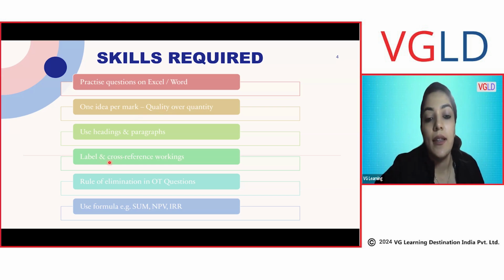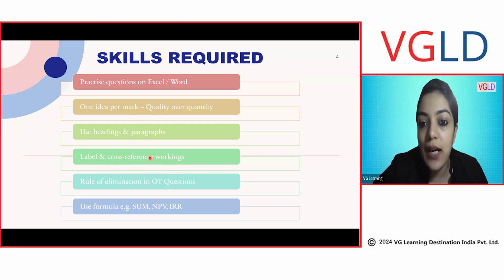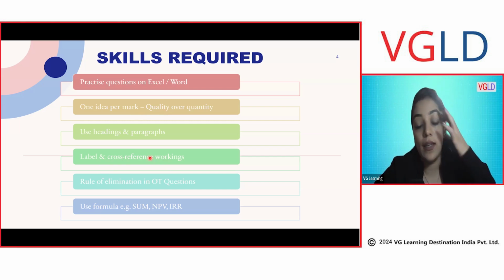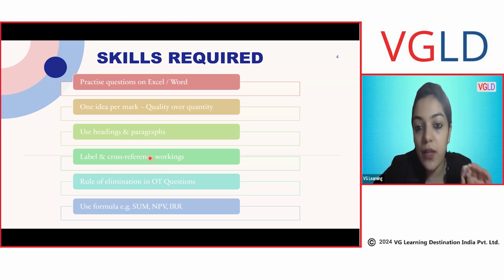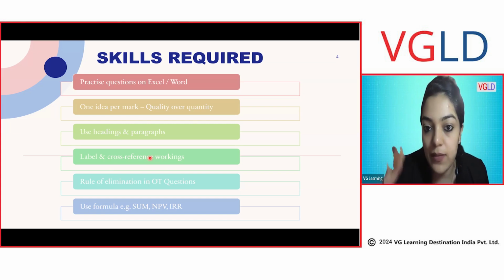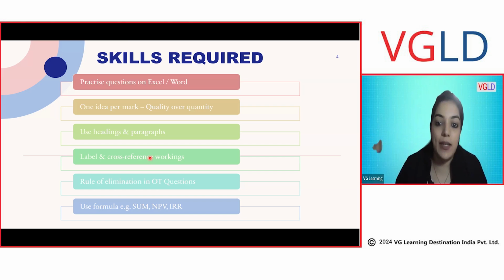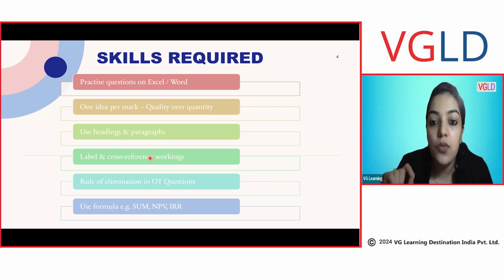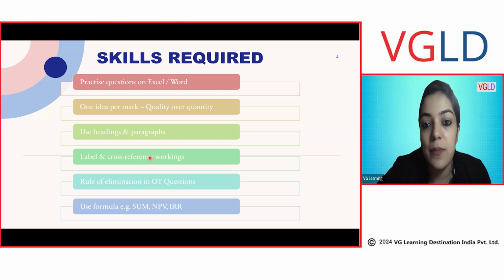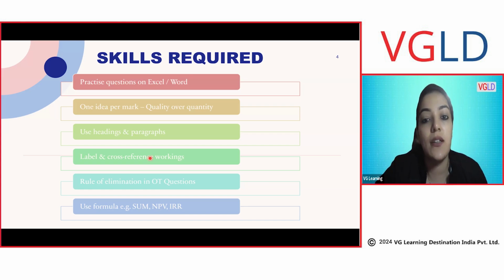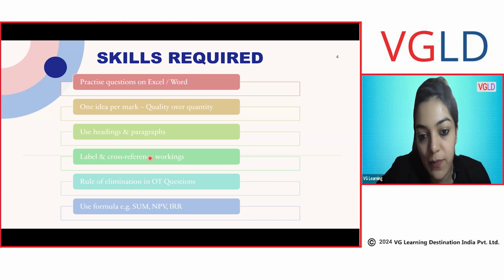Okay. Then label and cross-reference workings. So you have to do a lot of workings in some questions in Section C specifically. In that case, when you're writing your answer, you should always give a note number. If you have covered something in a note, it should be mentioned that it is covered in note number 1, note number 2. And when you do the calculations below, give them headings, note number 1, note number 2. Do not clutter your main answer because sometimes supporting calculations are required. You should put the supporting calculations in a note and not in the main answer.